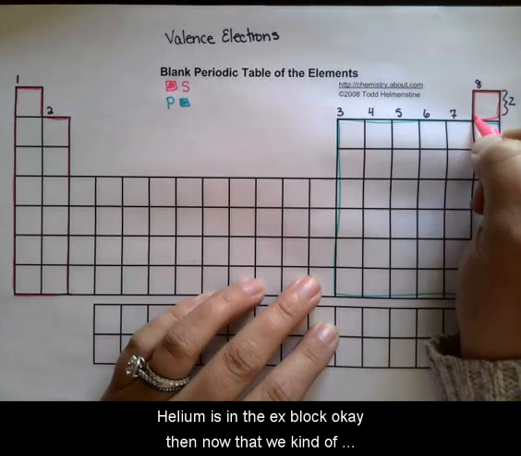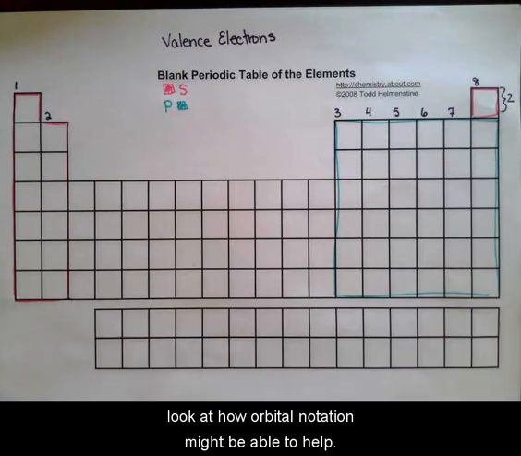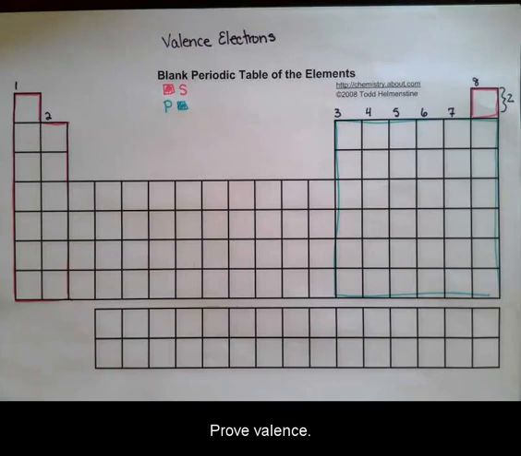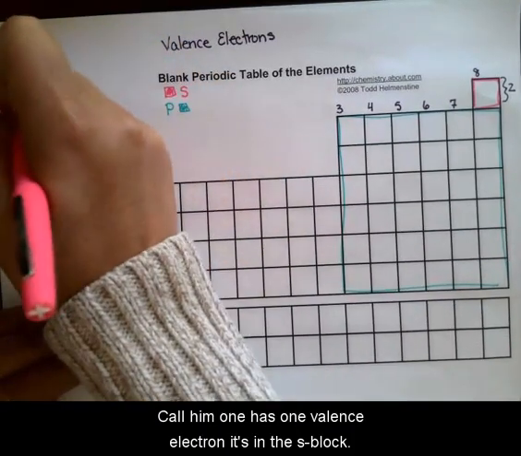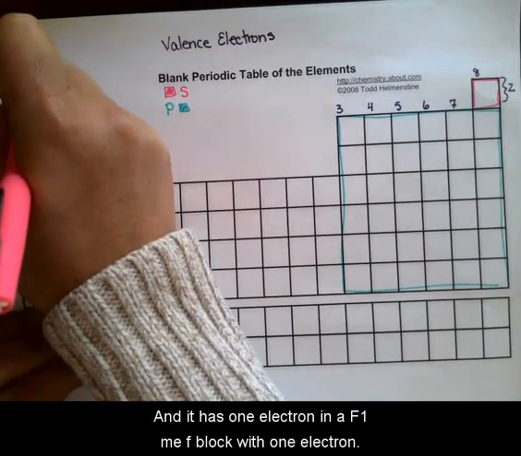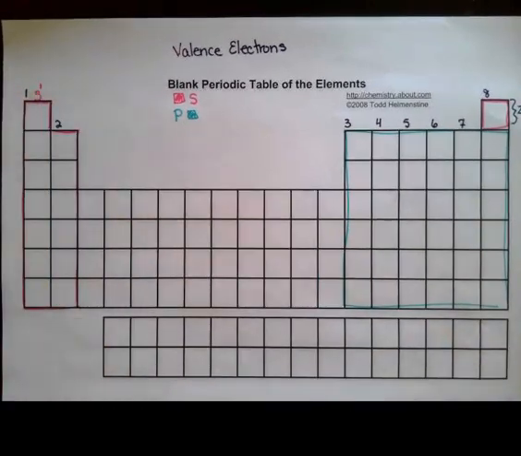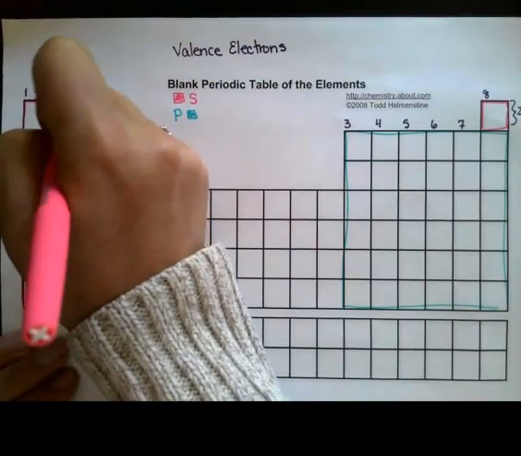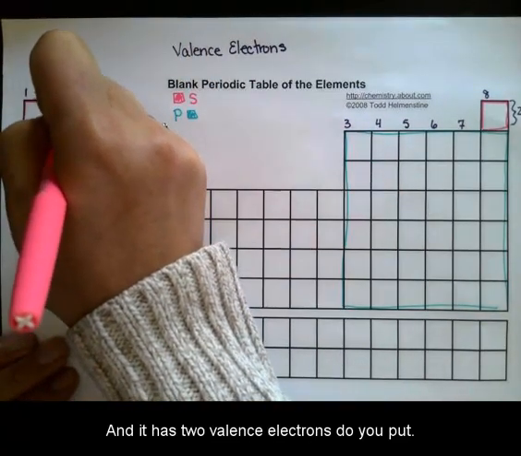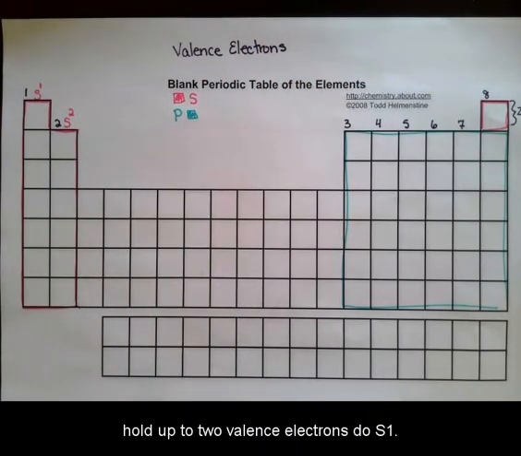Okay, so now that we have the refresher of what our S and P blocks are, let's look at how orbital notation might be able to help us prove valence electrons. Column 1 has 1 valence electron. It's in the S block, and it has 1 electron in it. So that's S1, meaning S block with 1 electron. S2, the second column, is still in the S block, so you put an S there, and it has 2 valence electrons, so you put a 2 in front of it. Because remember, S block can hold up to 2 valence electrons.